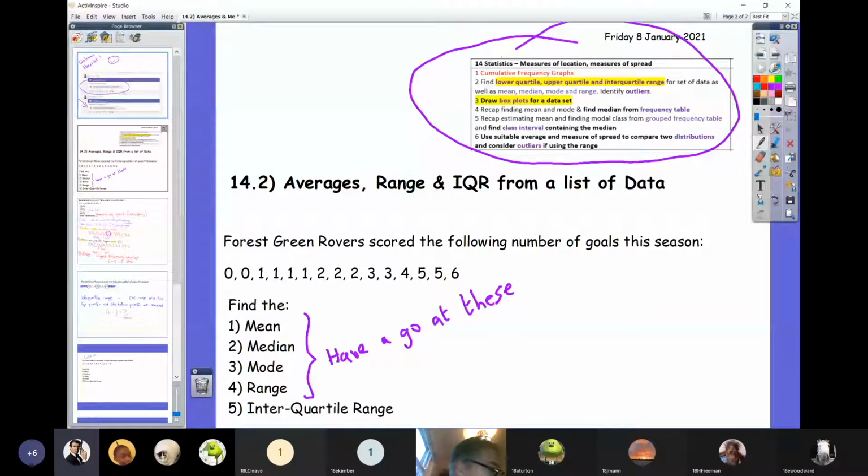I'm just going to have a quick cup of tea and have a bit more of my bacon and mushroom sandwich while I give you about a minute or two to work out the mean, median, mode and range, please.